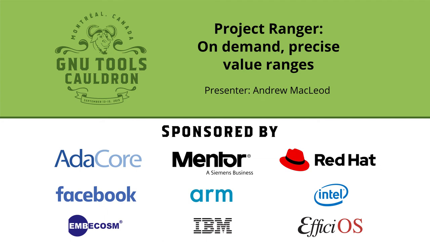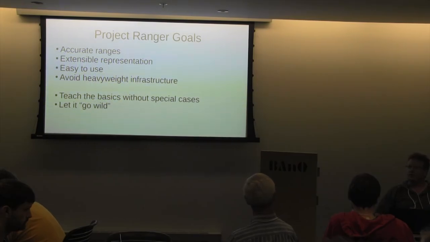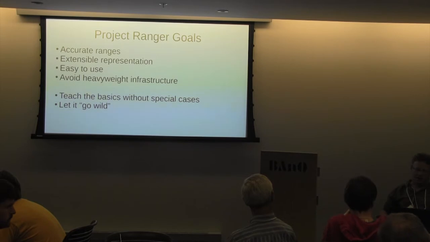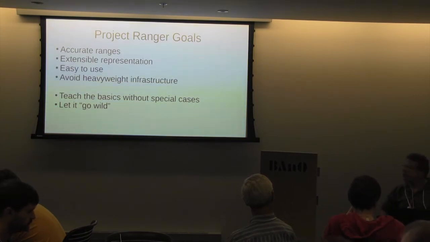My name is Andrew McLeod, and Project Ranger is something that started at the Cauldron three years ago. We were sitting around talking about ranges and how it should be relatively easy to pick up more contextual range information, in an easier fashion than we currently do. That spawned spending some time looking into it, and after lots of over-engineering, three years later, this is what we end up with. A lot of it was actually done last year. Over the last year, we've been tweaking to find ways to make it better.